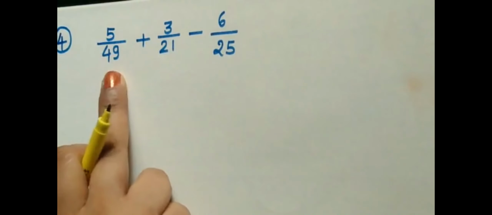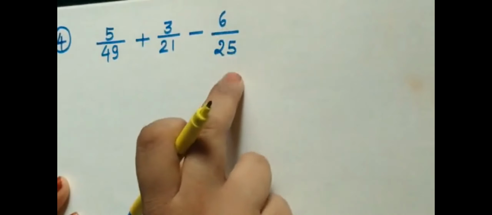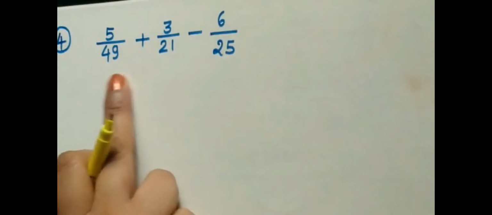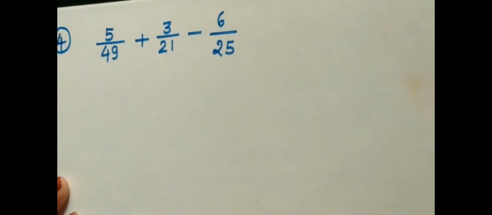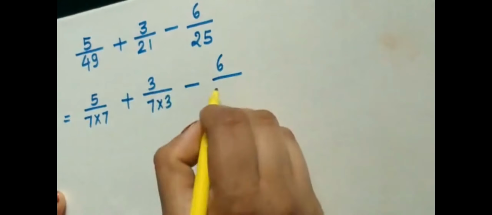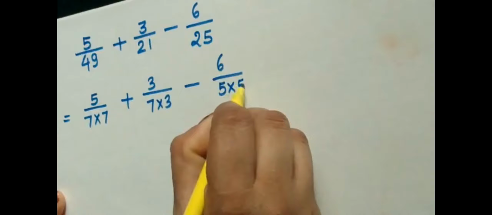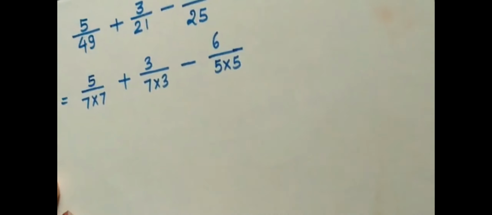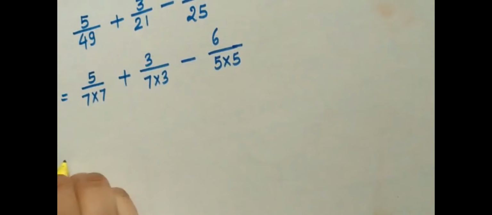Our fourth example is 5 by 49 plus 3 by 21 minus 6 by 25. Here 49 and 21 come in the table of 7, but 25 doesn't come in the table of 7. So what we have to do next, we need to write down the denominator in terms of its multiples. So 49 can be written as 7 cross 7, 3 by 21, 21 can be written as 7 cross 3, minus 6 by 25, 25 can be written as 5 cross 5.